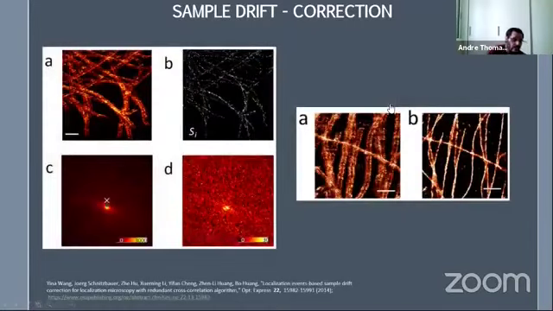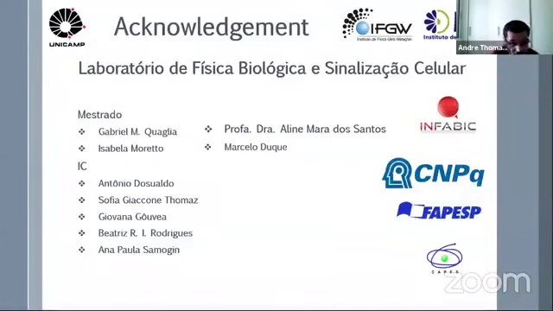There's another way of doing it, which is using the Fourier transform of the image. You take your image at 0 seconds of acquisition and take the Fourier transform. There's a bright spot, and you make sure this bright spot comes back to the center every time you take the Fourier transform of your image, and that also corrects the sample drift. And that's it. That's what I had to talk to you about today, and I can answer any questions you might have. Thank you for your attention.